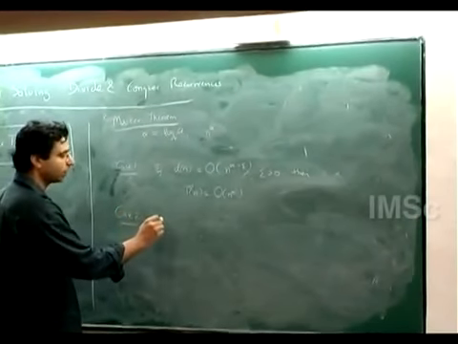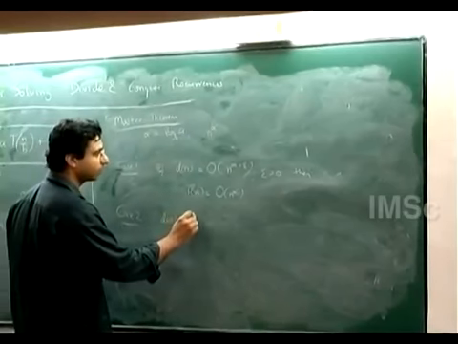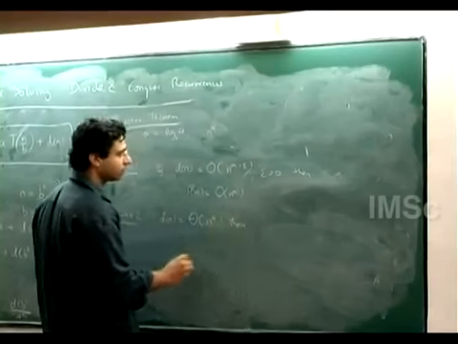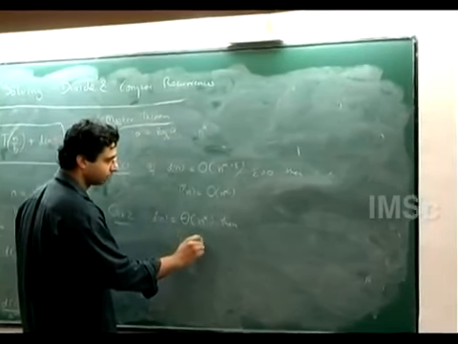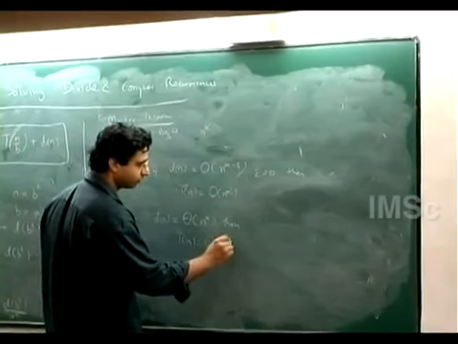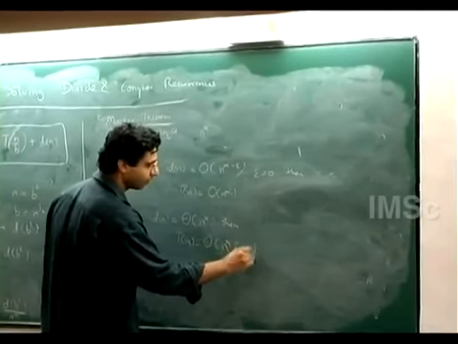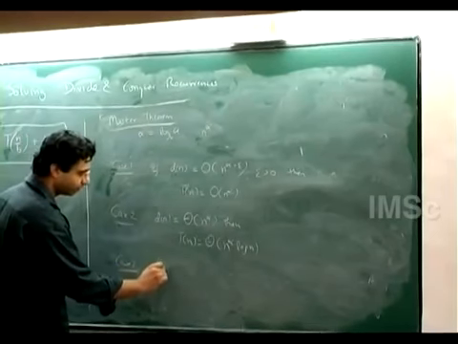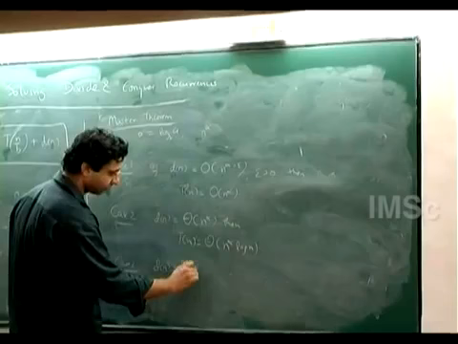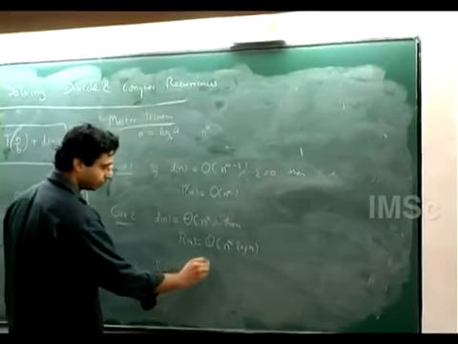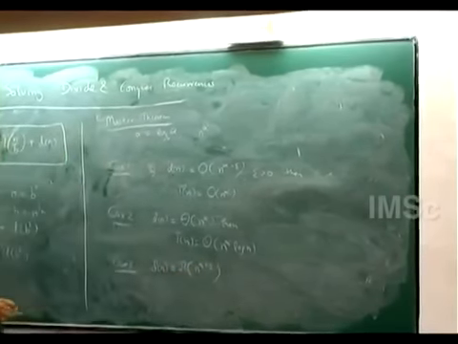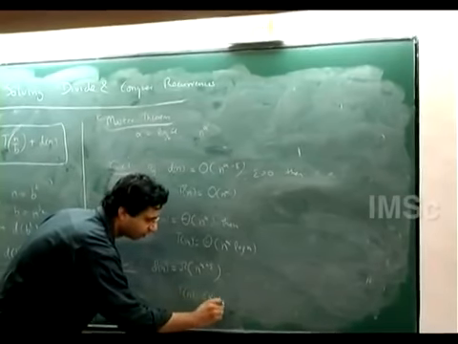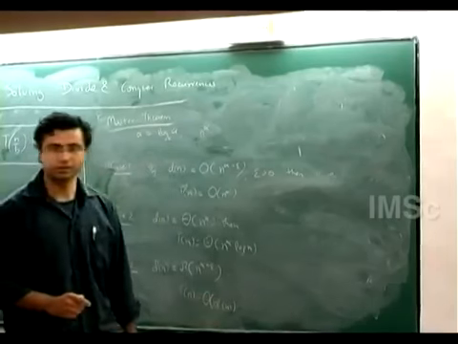Case 2 is when both the driving function and the watershed function are roughly of the same order. In that case, T of n is theta of n raised to alpha log n. And case 3 is when the driving function is polynomially larger than the watershed function. In that case, T of n is dominated by the driving function.